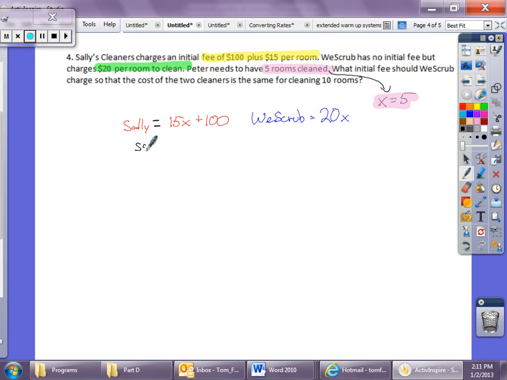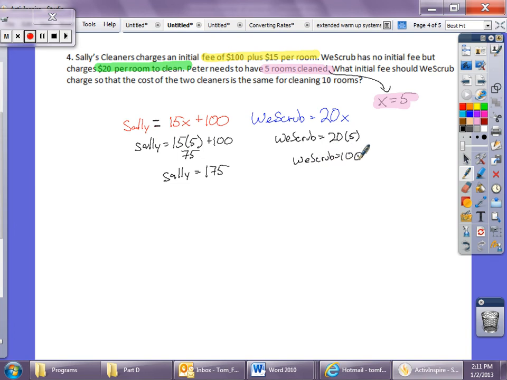So for Sally, we're saying x is equal to 5. 15 times 5 is 75. 75 plus 100. So the cost for Sally is 175. And for WeScrub, it says 20x, x is 5. So 20 times 5 is 100.